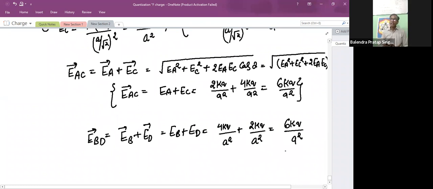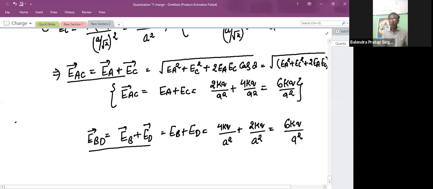Now we apply the superposition principle here. Now we have to find the net electric field. We calculated two electric fields. One is in this direction.